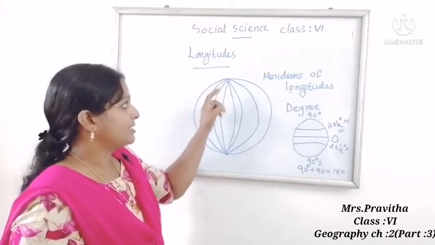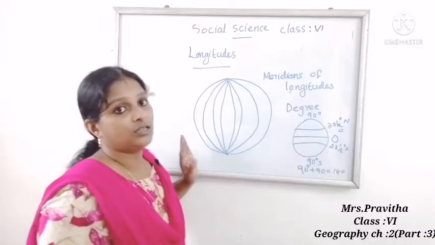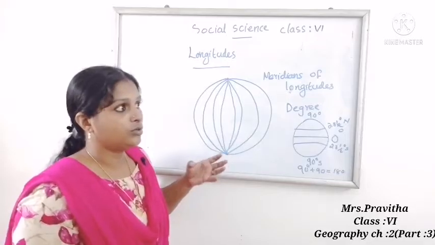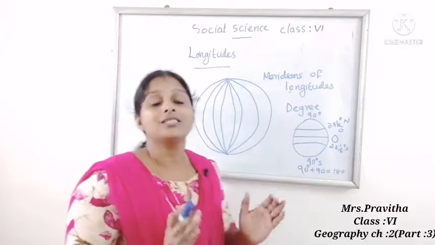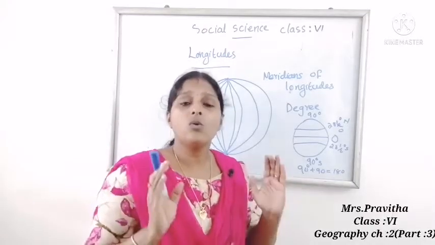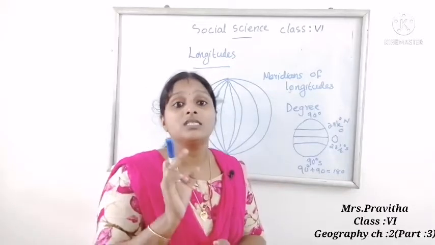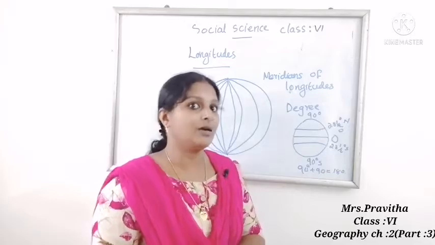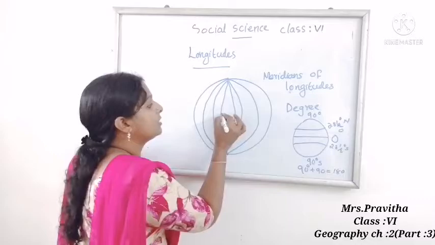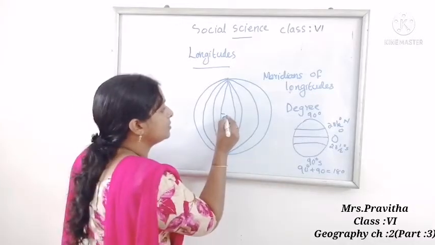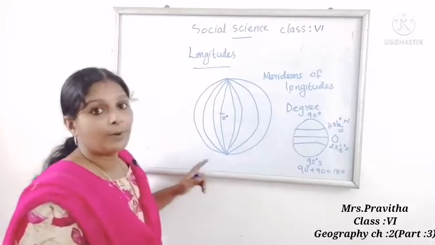Actually, you can see all the longitudes are the same length. So it is very difficult to determine which is 0 degree longitude. Difficulty is there. So for solving this, as per an international agreement, all the countries decided in 1884 on 0 degree longitude as the prime meridian. Just imagine this is 0 degree.